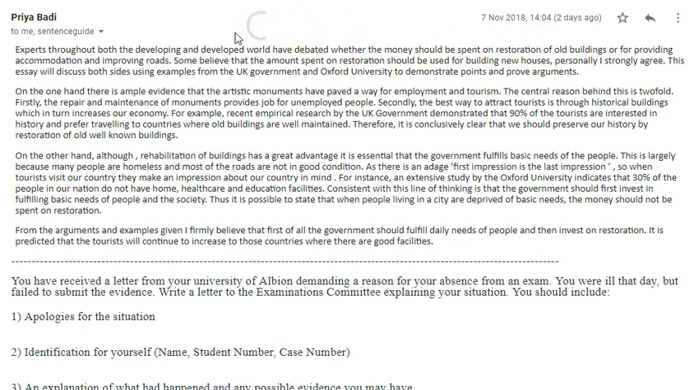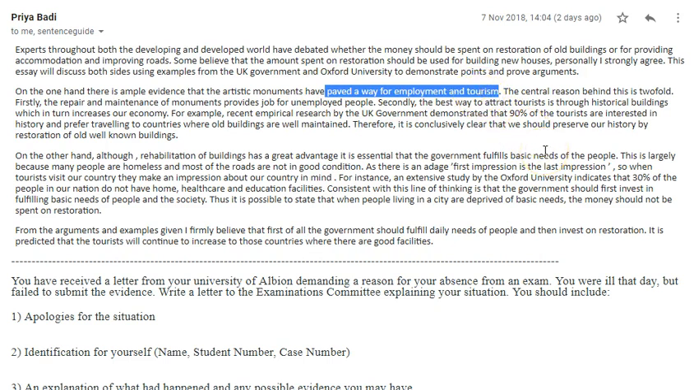Some believe that the amount spent on restoration should be used for building new houses. Personally, I strongly agree. Good, well done. Well described there. This essay will discuss both sides using examples from the UK government and Oxford University to demonstrate points and prove arguments. Yeah, well done. Good. On the one hand, there is ample evidence that the artistic monuments have paved a way for employment and tourism. Great use of this phrase here, really well done.